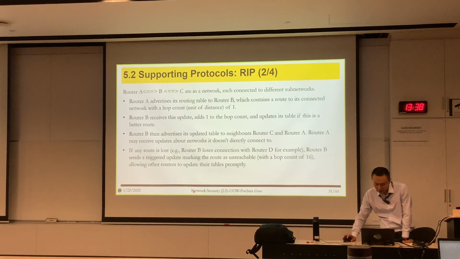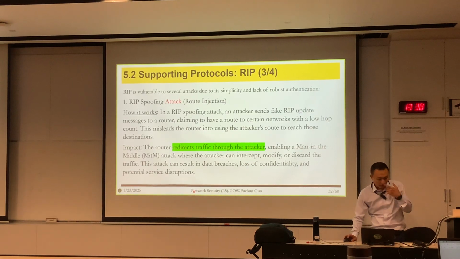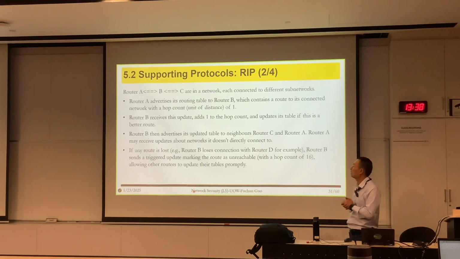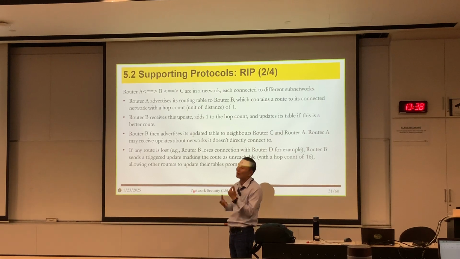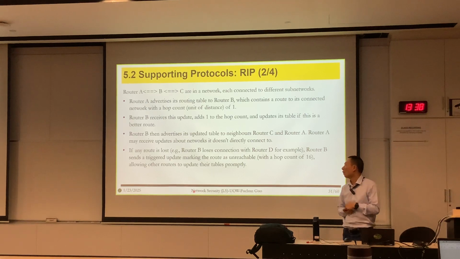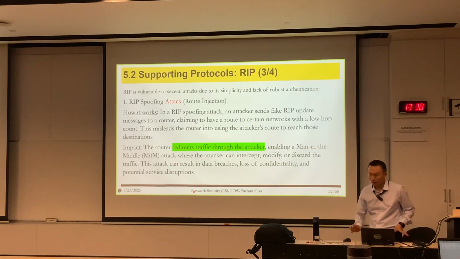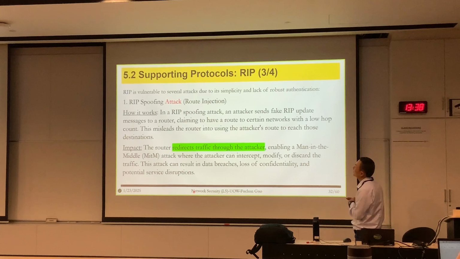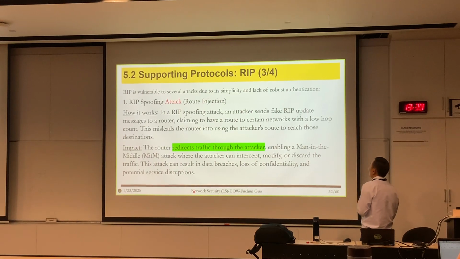Okay, and about the attacks. Again, in all communications in this kind of routing protocol, we assume that all devices exchange correct messages. They are all honest routers or honest gateways. They will send only correct messages. But when considering security issues, RIP could be vulnerable to several attacks due to its simplicity and lack of robust protection.